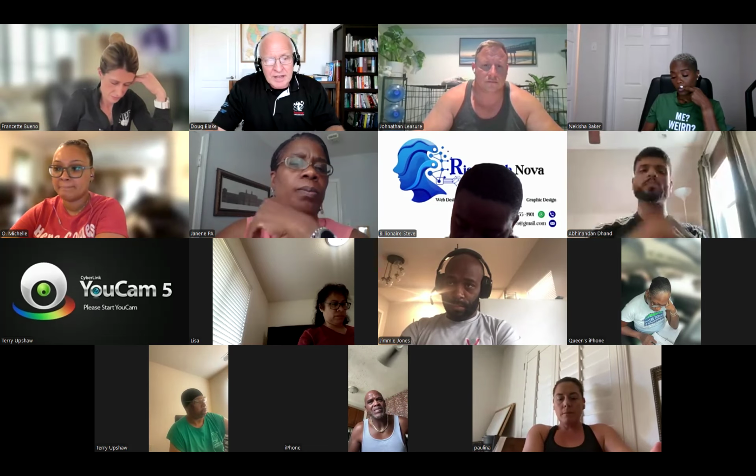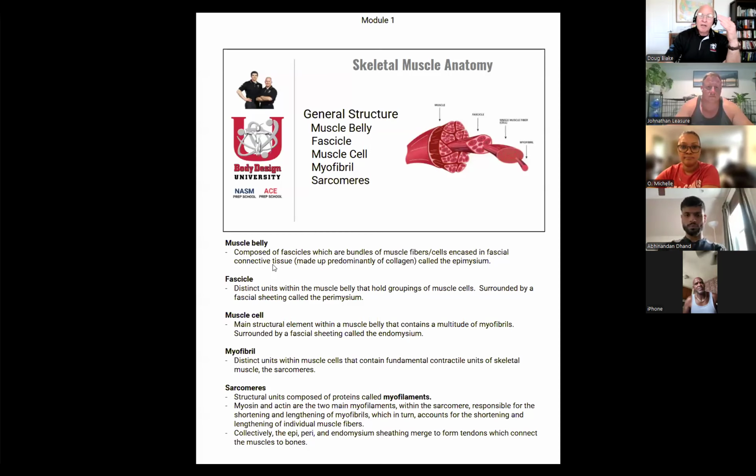Now, given that we understand the muscle belly, the fascicle, and the muscle cell, now we have to take a deeper dive. Muscle cells themselves are composed of smaller structures, okay? And the main structure that comprise muscle cells are what are known as myofibrils. Y'all with me? You've got to know these distinctions. Belly, fascicle, cell, myofibril. What is a myofibril? These are again, distinct units that contain the fundamental contractile units of skeletal muscle, or what we call the sarcomere.